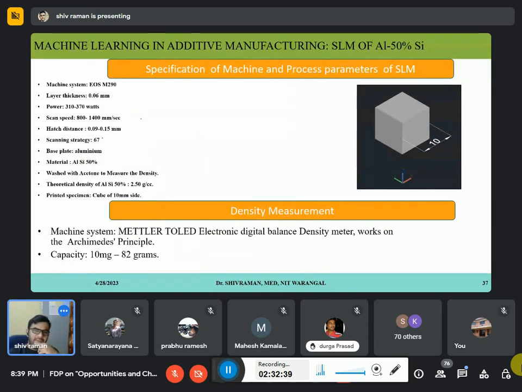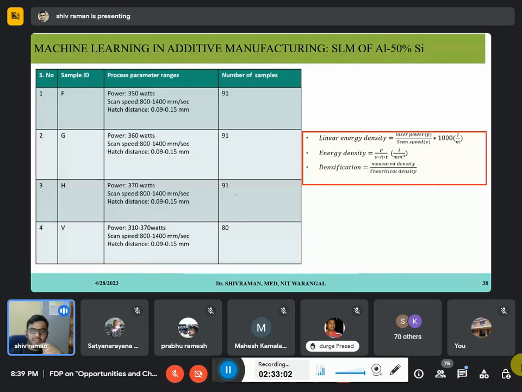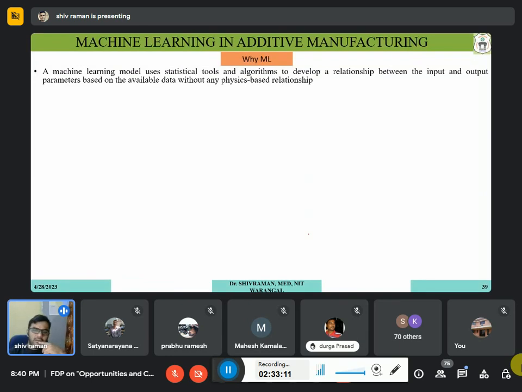A component which has very less porosity. So we were targeting about 99.5% density. We printed for a variety of power, speed and hatch distance, but we kept the scan strategy constant. And we checked the density with the help of a density meter, which works on the Archimedes principle. Somewhere down the line, we printed around 350. So here, rather than taking data from the literature, we generated in-house data.